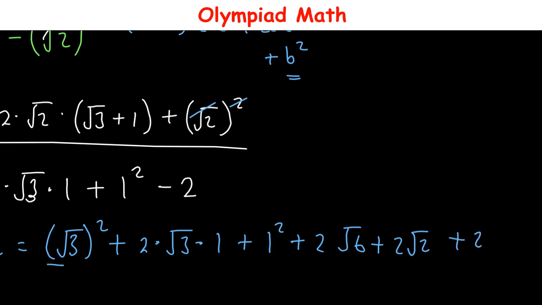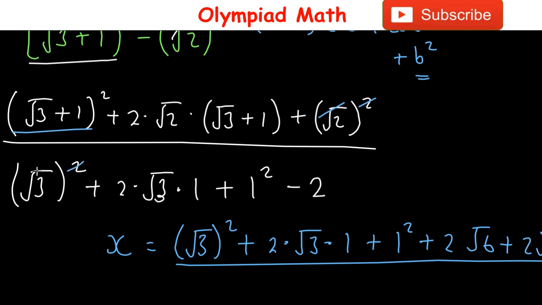and this is then divided by square root. We cancel square root, we have 3 plus 2 times square root of 3 times 1 is 2 times square root of 3, then plus 1 squared is 1 minus 2.